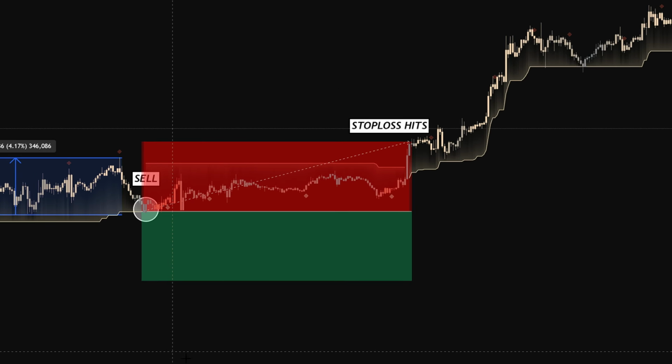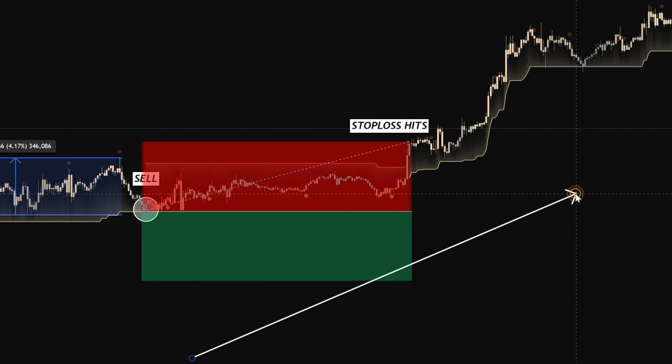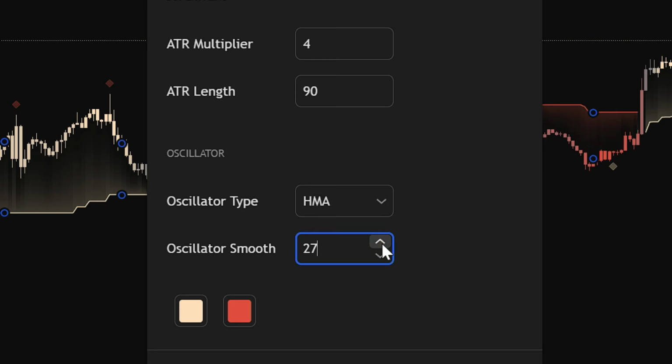That loss happens because traders react instead of position. They never ask whether the market is even allowing that trade to work. So the first adjustment is inside the indicator itself. In the super trend oscillator settings, the ATR length should be set to 90. The oscillator smooth should be set to 27. This isn't about making it fancy, it's about slowing the signals so they reflect real momentum shifts instead of noise.